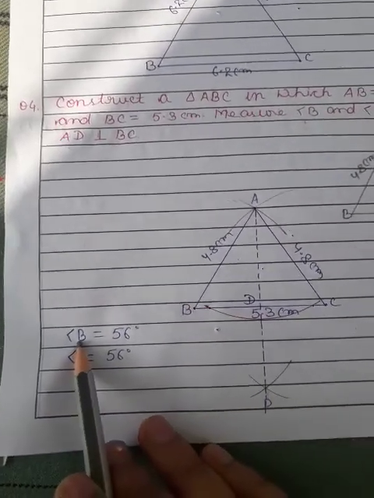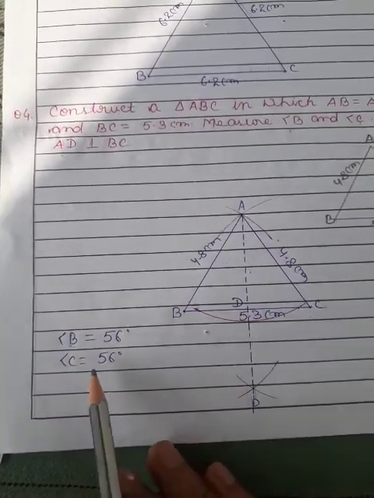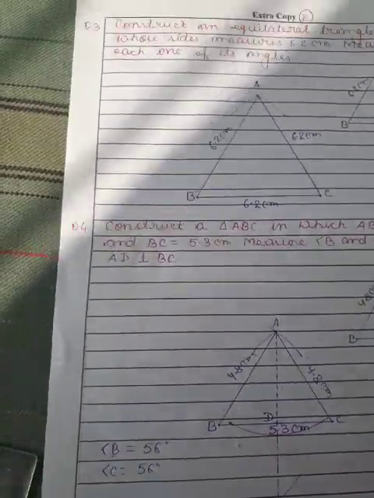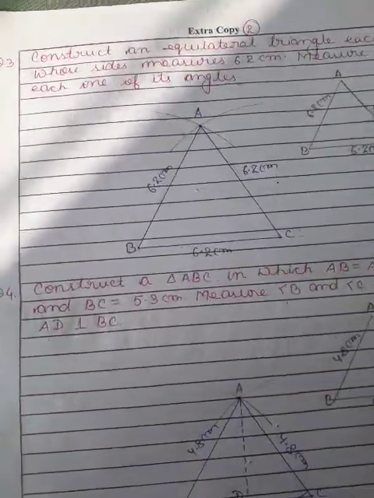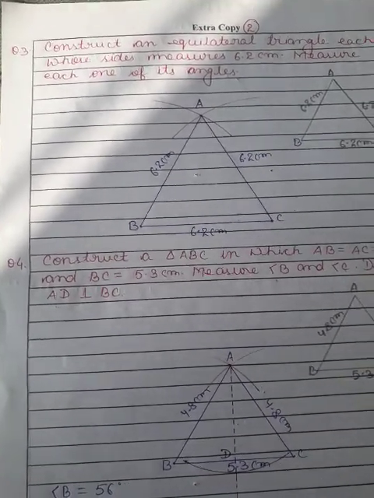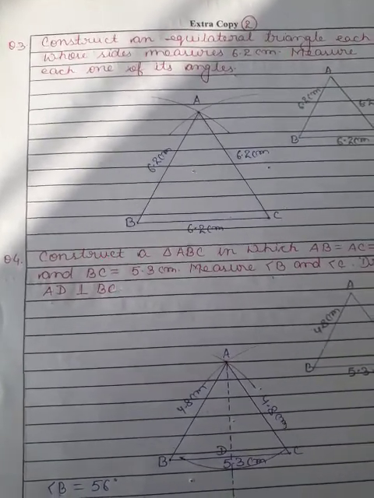When you measure angle B you will get 56 degrees, and angle C you will also get 56 degrees. So now your homework is, I have constructed the figures, your homework is to construct and complete this chapter.